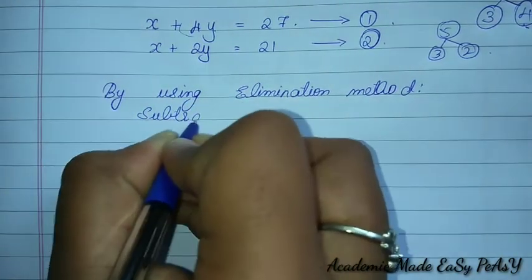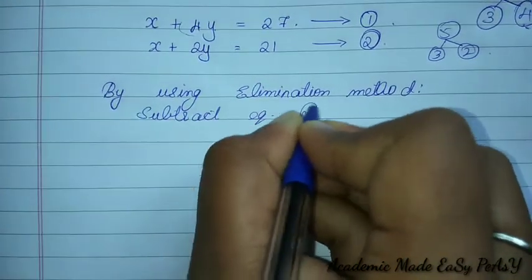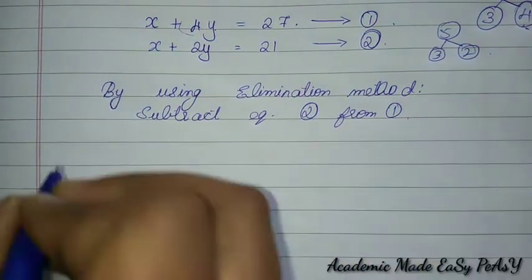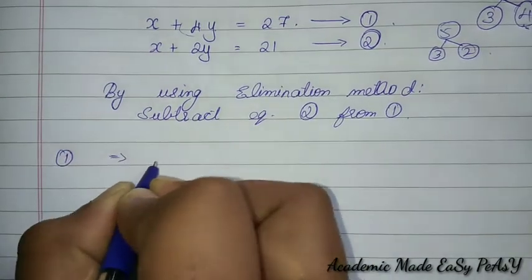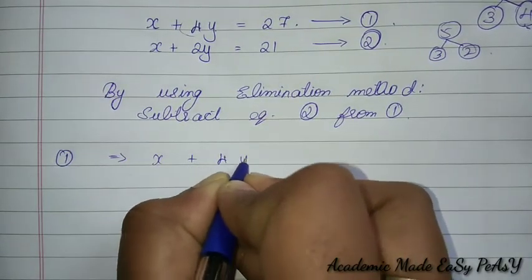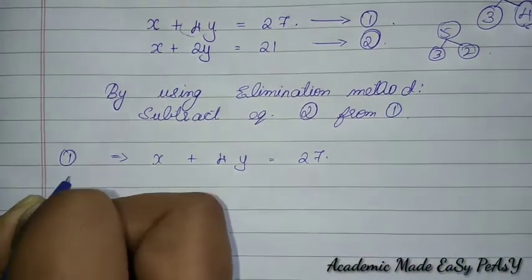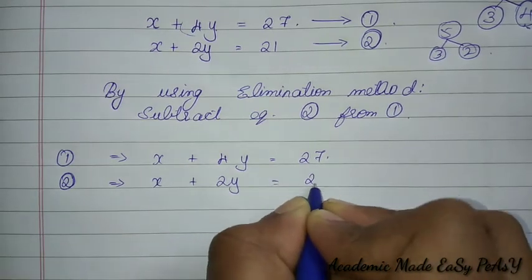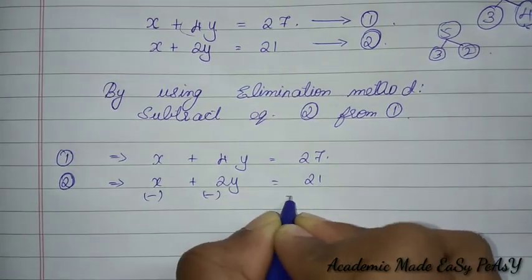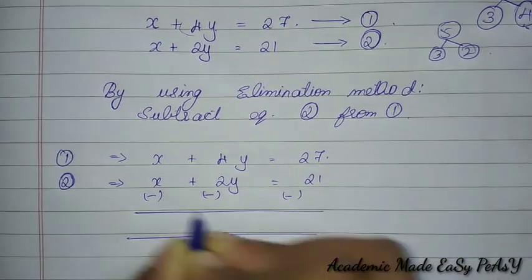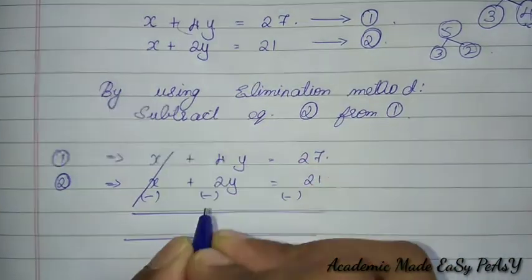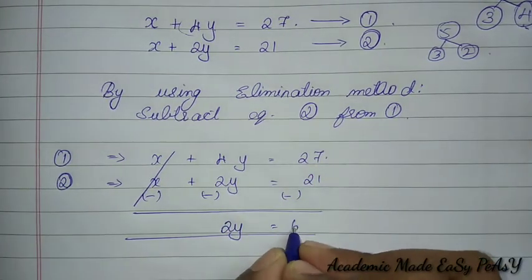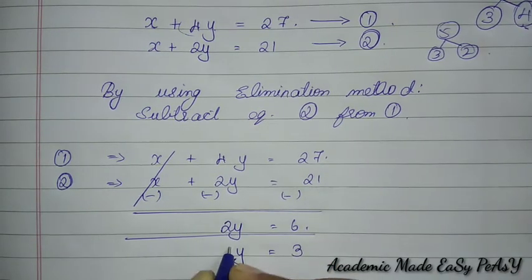So subtract equation 2 from 1. You can also subtract 1 from 2. So equation 1 implies x plus 4y is equal to 27, and equation 2 implies x plus 2y is equal to 21. Subtract this so that x will get cancelled. So 4y minus 2y is 2y, is equal to 27 minus 21, which is 6. So y is equal to 3.